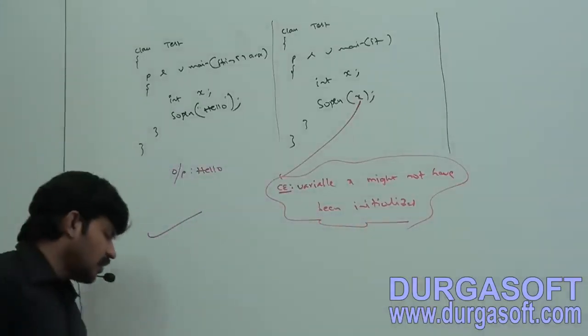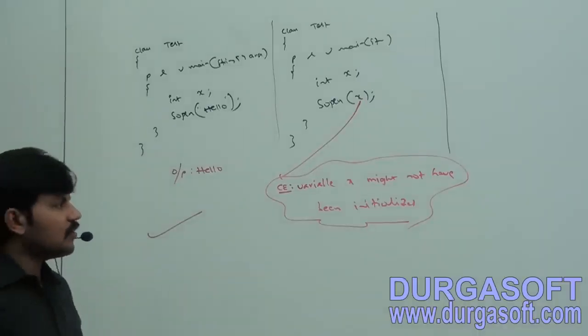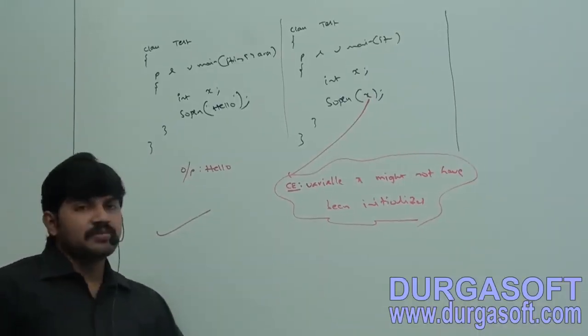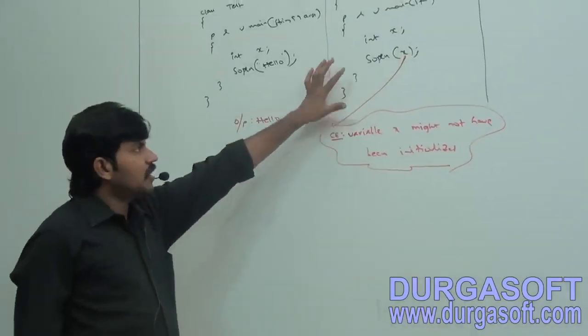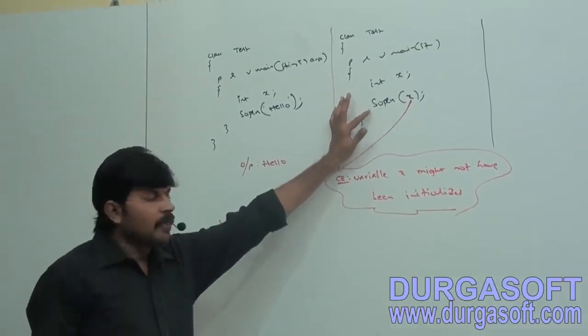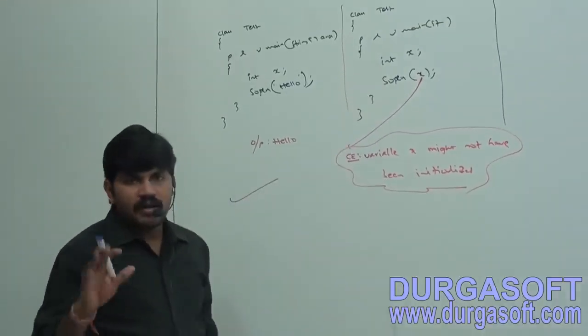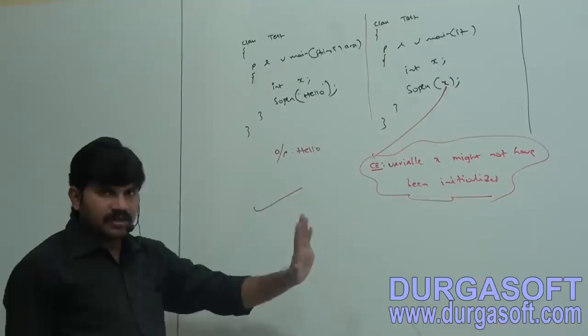Variable x might not have been initialized. That's all, sir. There are two more examples I will discuss so that you are aware clearly. Before using, we should perform initialization. If I'm not using it, it is not required. Best example: I'm not using it, that's why it is valid.